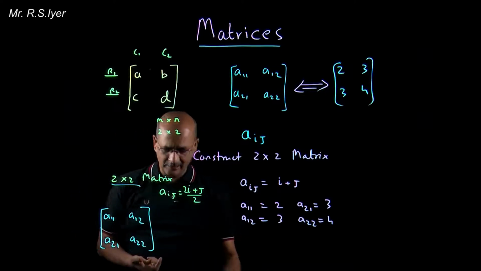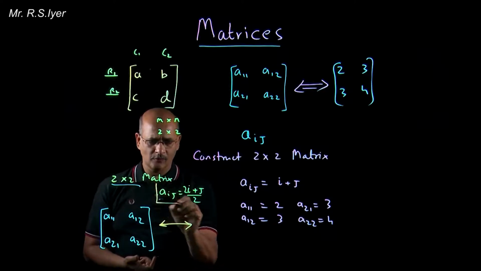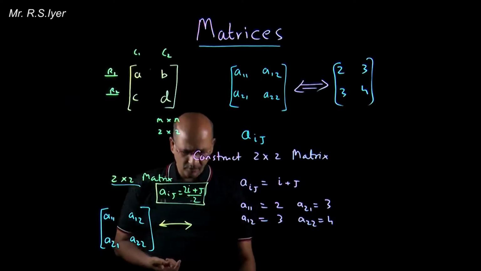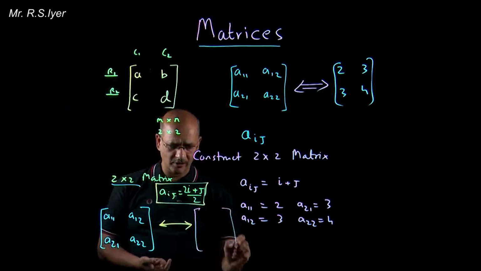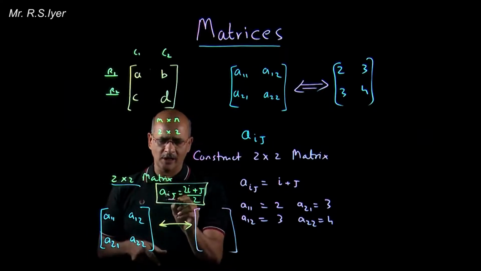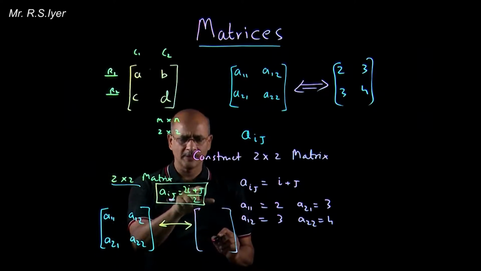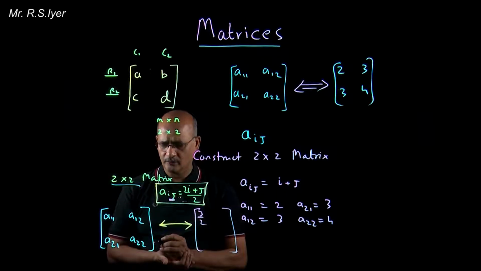The elements are given in this format. If you see this part, this is the formula for determining the element. So, what happens, children? Now, if I look at the element here, let us see what it generates. A11. So, in place of Aij, A11. So, i is 1, j is 1. So, 2 plus 1, 3, 3 upon 2. So, it is 3 upon 2.